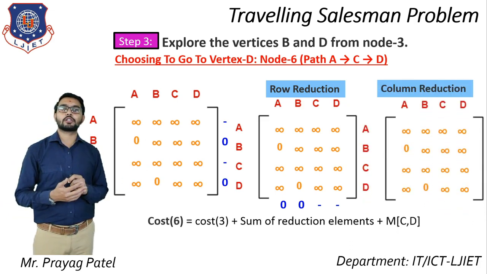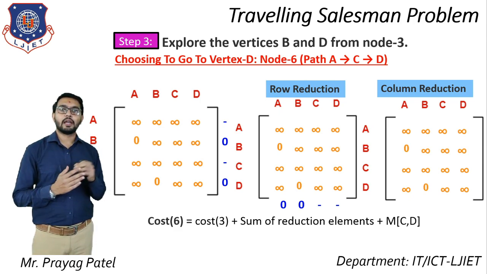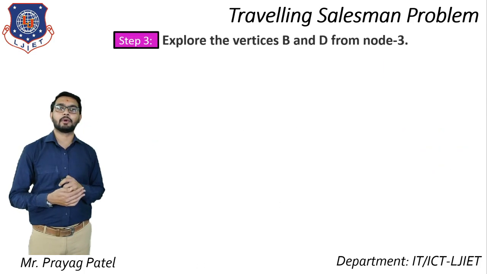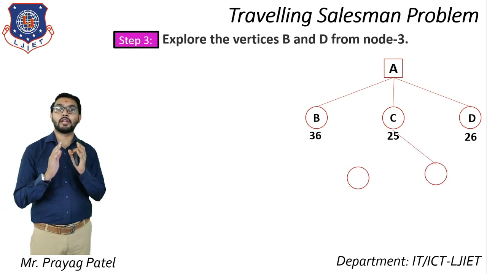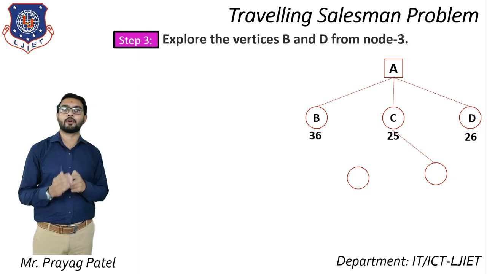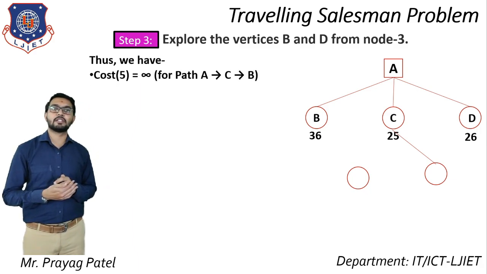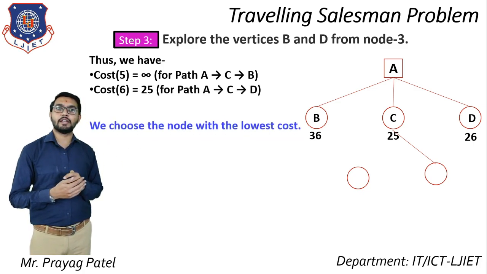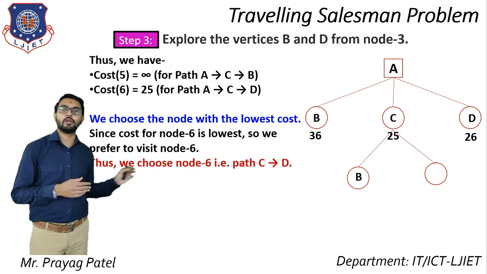So consider the total cost equal to cost for node 3 plus sum of the reduction cost plus old value of M[C][D]. So here consider the cost as 25 plus 0 equal to 25. Now consider the next step: after selecting path A and C, we consider our next path as a path from C to B and C to D. So here consider these two paths, C to B and C to D.